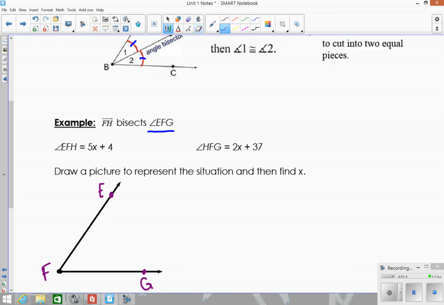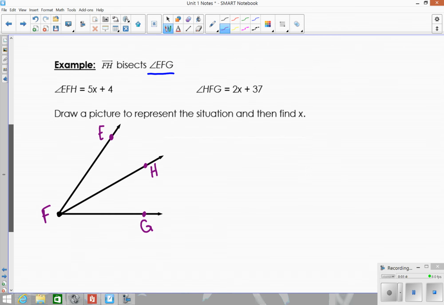And then it says that we have ray FH, so you want to make it look like ray FH is going through the middle because it is a bisector. If it's bisecting, it means you're having two congruent parts. And then I'm going to put F, and then this is going to be H because it says ray FH. So then from here, I can label the different things that they give me. So EFH is going to be 5x plus 4. And HFG is 2x plus 37.